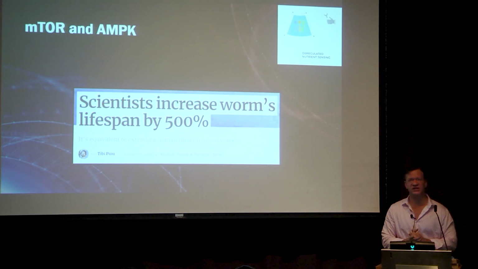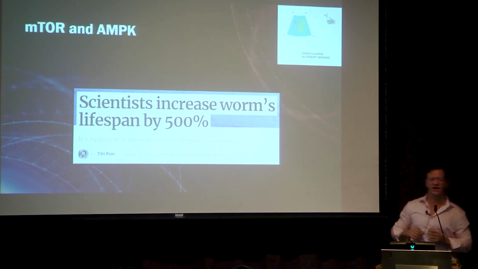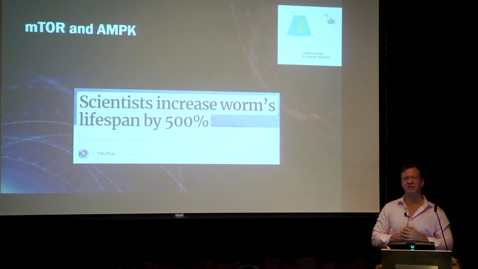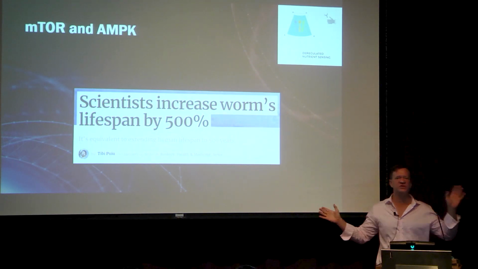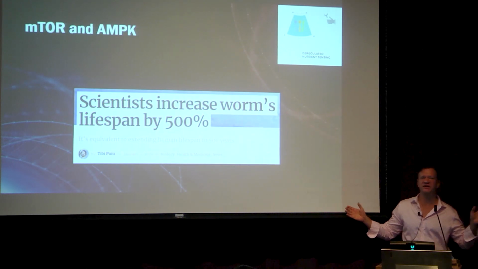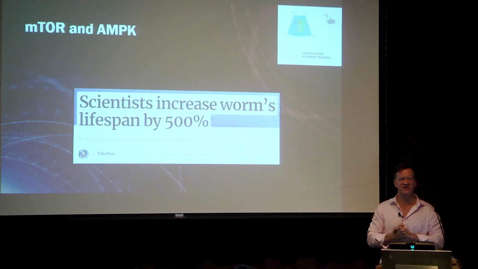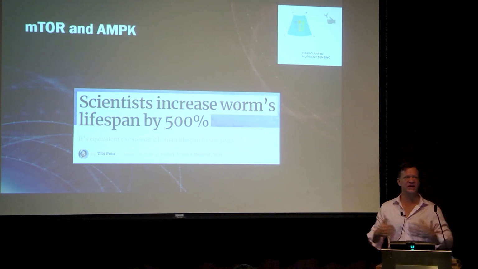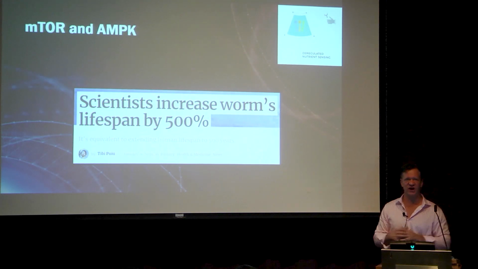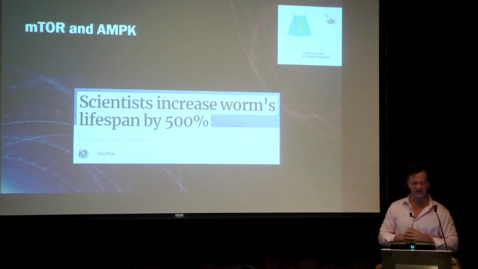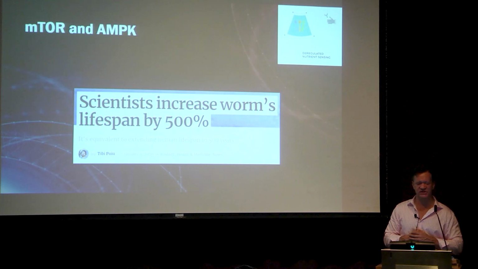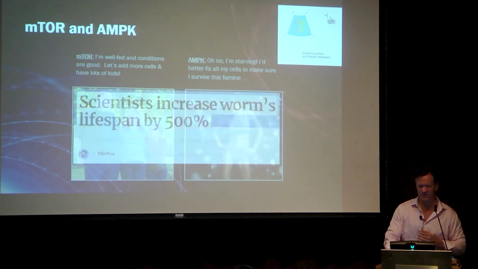Okay, so you might have seen this headline. This is an amazing headline. Scientists increase worms' lifespan by 500%. Worms don't live all that long, so you might think, okay, this isn't actually that much of an achievement, but still, 500% is a lot. That would be the human equivalent of around 500 years of additional lifespan. And one of the biggest ways that they did this was through the mTOR and AMPK pathways.